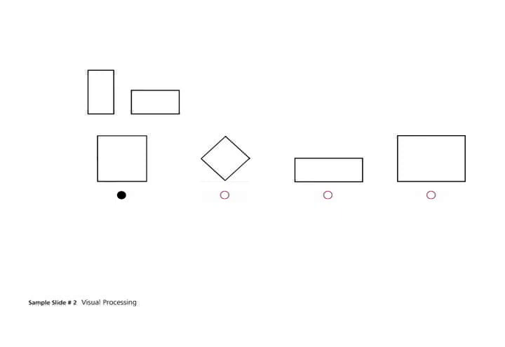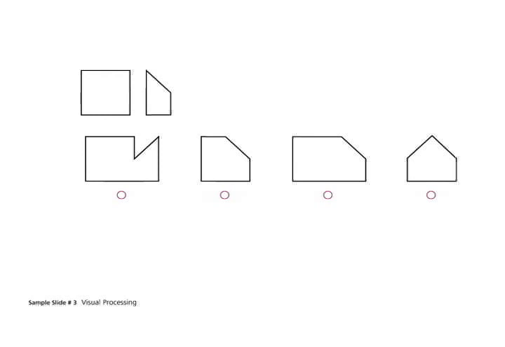Look in your student book at sample number 2. If you put the shapes on top together, which shape could you make? Fill in the bubble under your answer. Now look up at the screen.